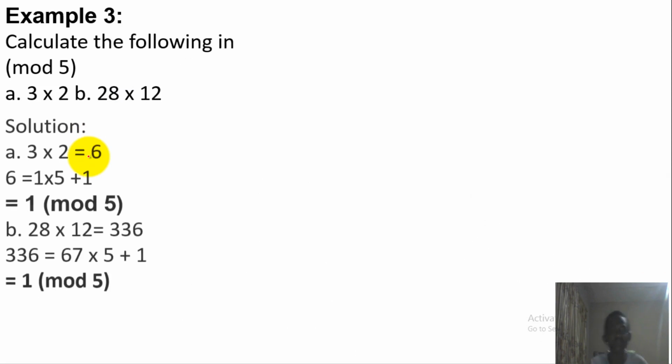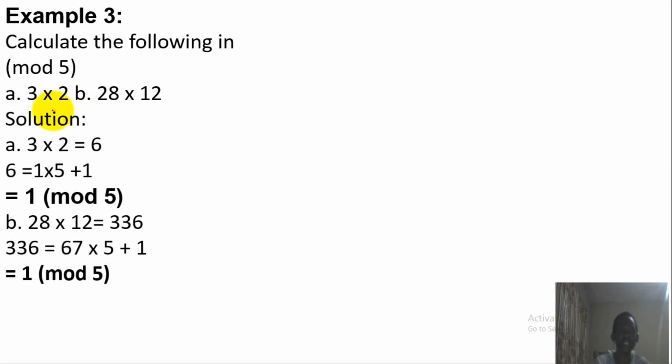If you are given a question of this form, we have to calculate the following mod. Basically, in mod 5, the first one is 3 times 2. Automatically, 3 times 2 will give you 6. Since it's in mod 5, divided by 5, you are going to have 1 remainder 1. And it's returning the remainder, which will give you 1 mod 5.